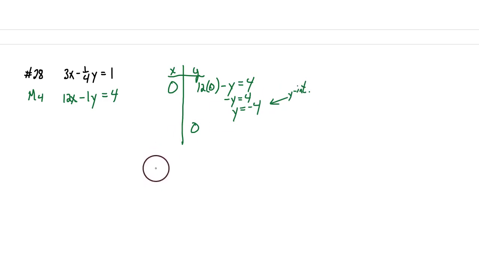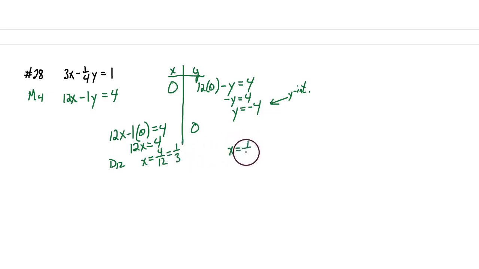Now let's get the x-intercept. We're going to use 0 in place of y. 12x minus 1 times 0 is equal to 4. 1 times 0, that is just 0. So this really is 12x equals 4. Now divide by 12 on both sides. We get x equals 4 over 12, which reduces to 1/3. X equals 1/3 is called the x-intercept.